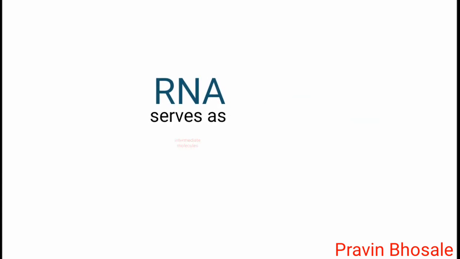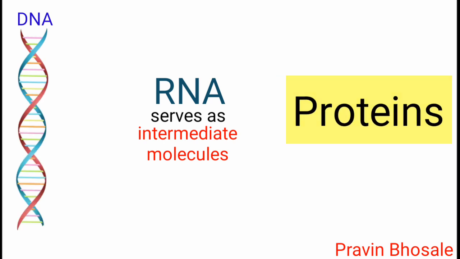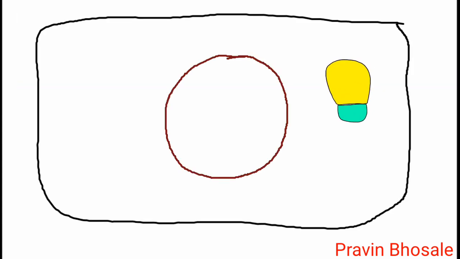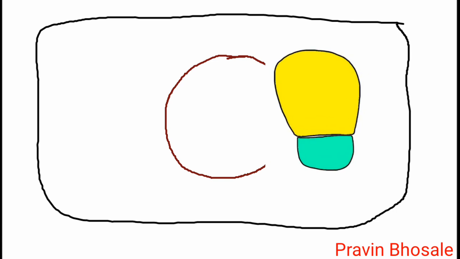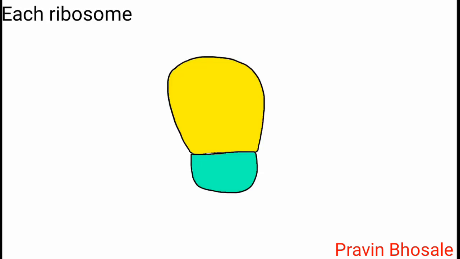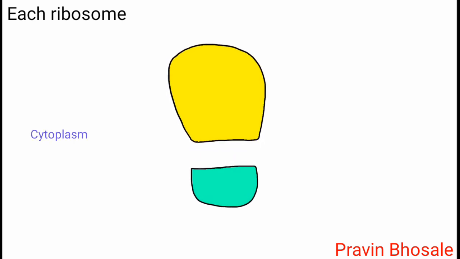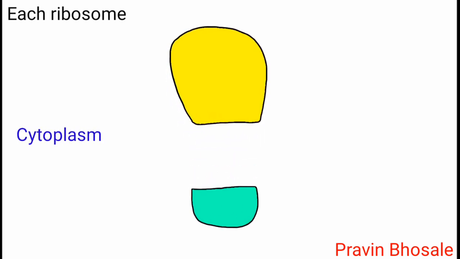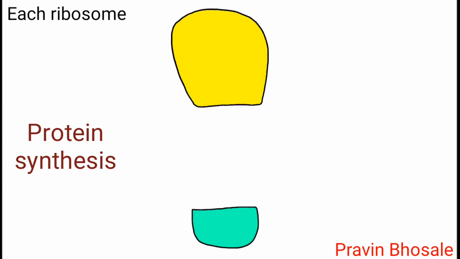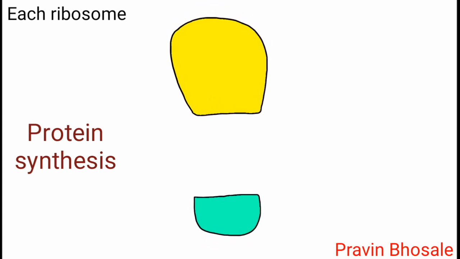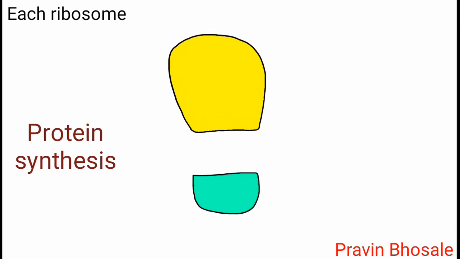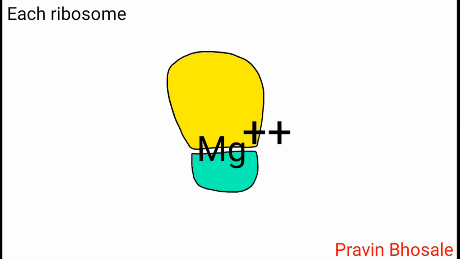RNAs serve as intermediate molecules between DNA and proteins. Ribosomes serve as the site for protein synthesis. Each ribosome consists of large and small subunits. These subunits occur separately in the cytoplasm. Only during protein synthesis do these two subunits get associated together, due to magnesium ions.